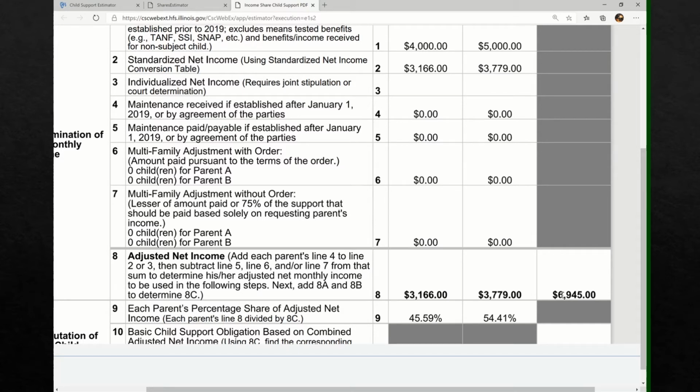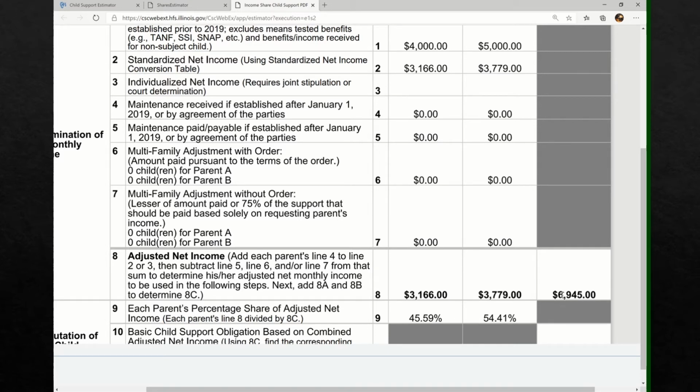If this number was significantly higher, that means the two of you are wealthier. Therefore, the child deserves a higher standard of living. That's how the government calculates the numbers. If this number was significantly lower, then it means that the two of you are not as wealthy. Therefore, the standard of living that you can give to your child will be calculated to be lower.